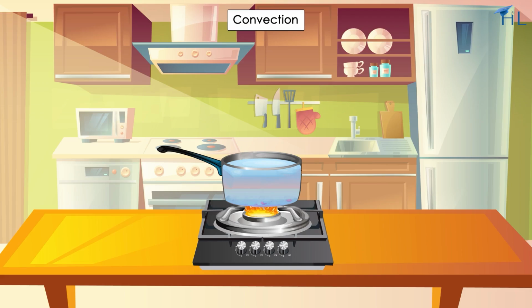As the water at the bottom of the pot heats up, it becomes less dense and rises to the surface. Cooler water from the top then sinks down to replace it. This creates a continuous cycle called a convection current, which evenly distributes heat throughout the water.